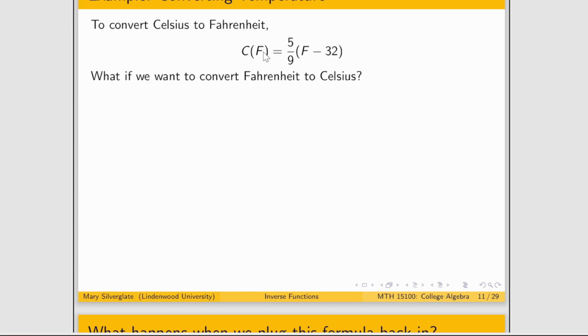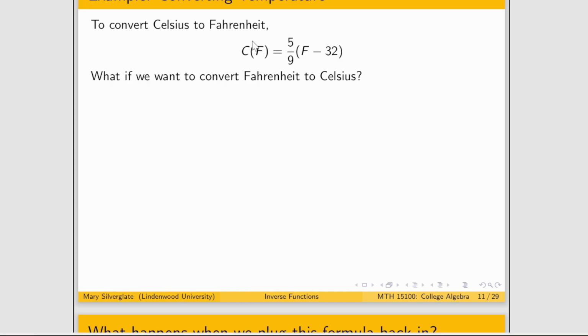Let's say you only knew the formula to convert Fahrenheit to Celsius, and you want to do the other way around. You're given something in Celsius and you're an American and you're like, by gosh, in America we use Fahrenheit. I want to know the Fahrenheit. So in order to do that, you would have to basically solve for F here. So let's look at that as an example.